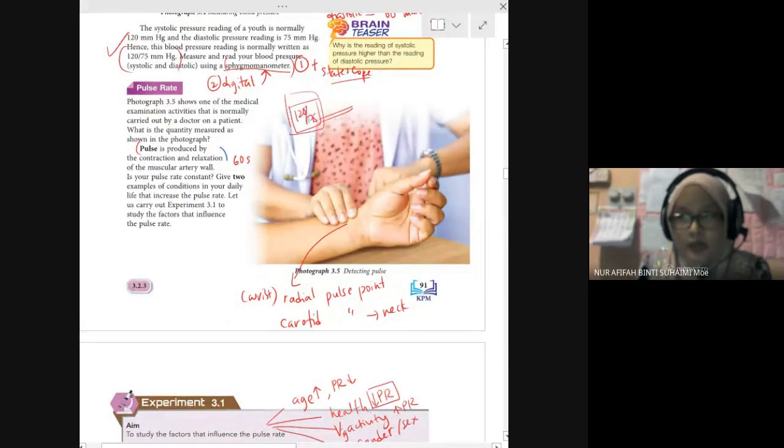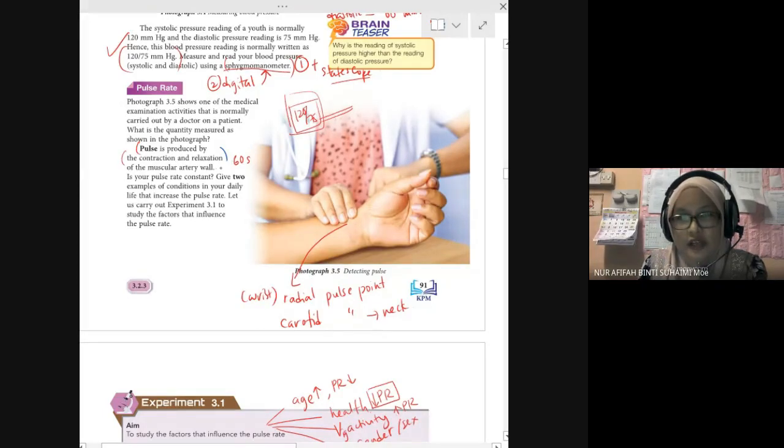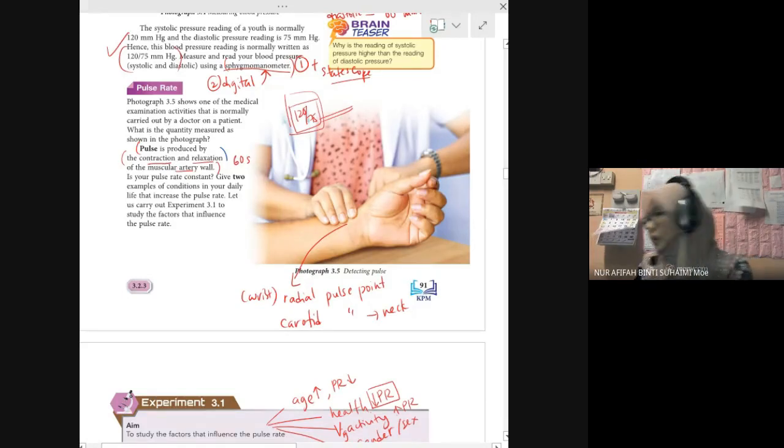Right, pulse. How to measure your pulse? What is pulse? Pulse is the contraction and relaxation of the muscular artery wall, when your artery inside your heart contracts or relaxes. Pulse is produced by the contraction and relaxation of the muscular artery wall. We measure pulse rate in 1 minute or 60 seconds.